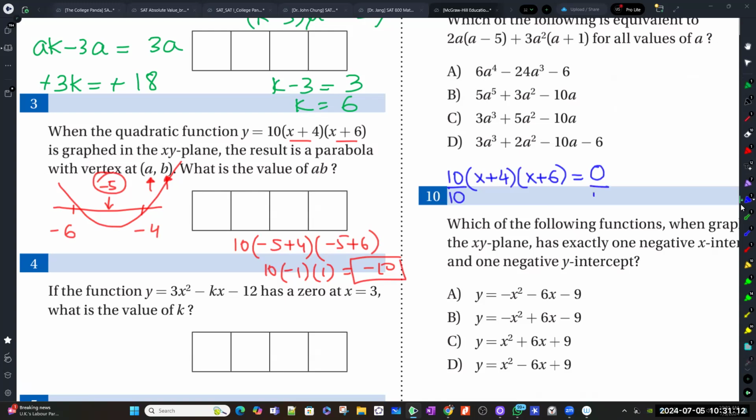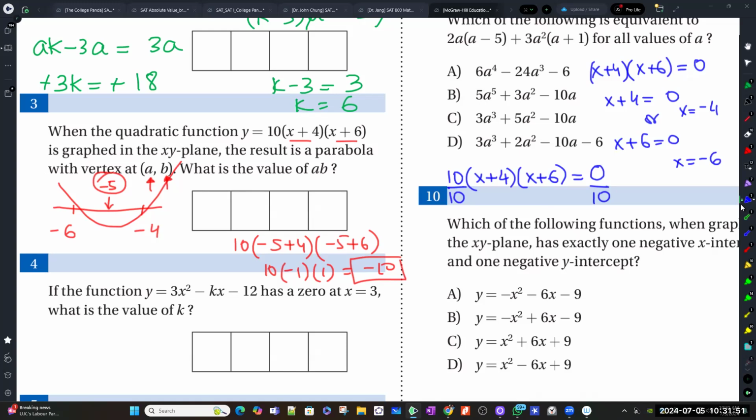10 divided on the other side goes away, and you have x plus 4 times x plus 6 is equal to 0. Then you say that x plus 4 is 0 or x plus 6 is 0. This gives you the value of x as -4. This gives you the value of x as -6. But you need to understand on the exam, you cannot do all the steps. You may do the steps right now, but on the exam, you cannot afford to do all these steps.